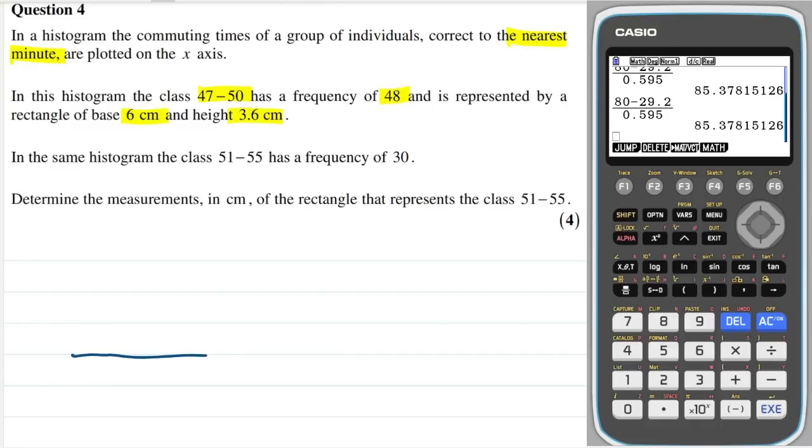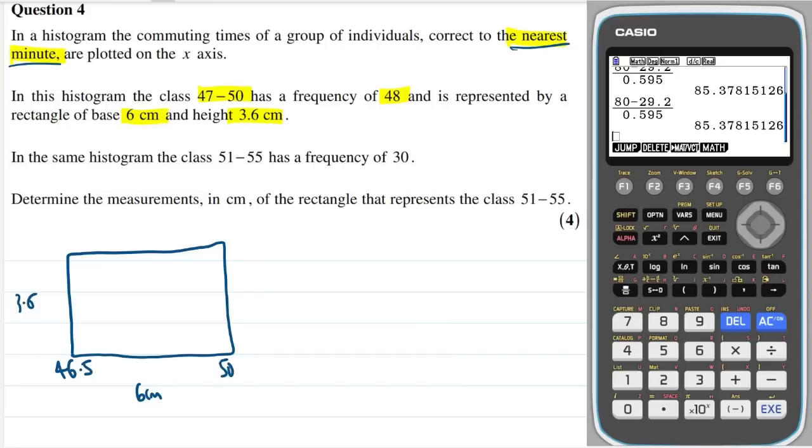Okay, I'm just going to quickly draw that one. So it has a height of 3.6, and it has a base of 6 centimeters, and it has a class width, and this is where it's nearest to the minute, 47 to 50. So what is the smallest number it could round to 47? That would be 46.5. And what's the largest number which could round to 50? That would be 50.5. So that means that the gap, the class width, is actually 4.